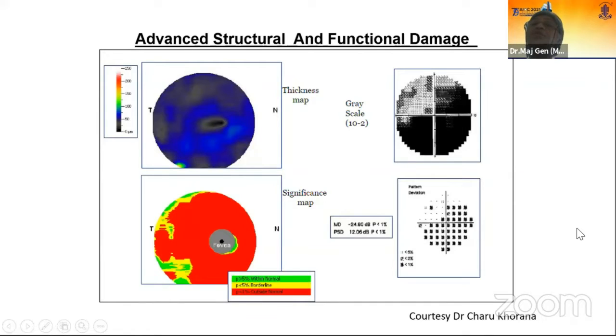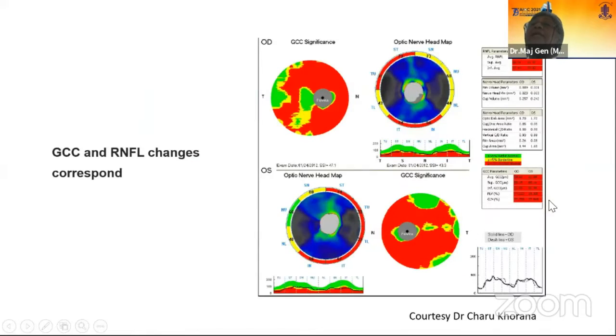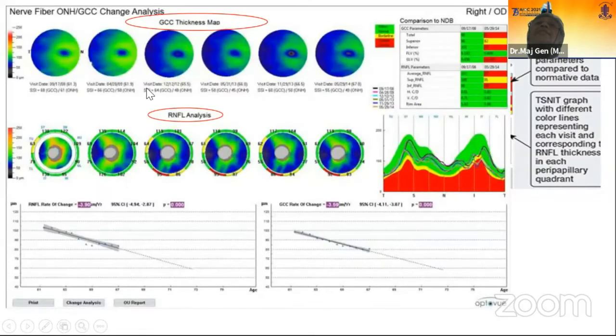Similarly, this advanced case is showing a significant loss in the form of red and the visual field. And again, the GCC as well as the RNFL, which are corresponding. And this is the progression analysis. And this is the GCC analysis, which is showing us also the rate of change. And this is the RNFL analysis, which is again showing the rate of change in here.